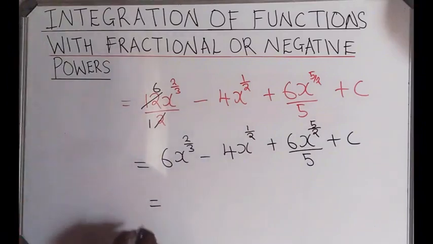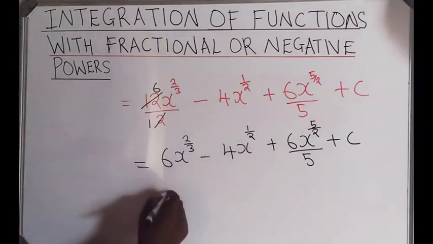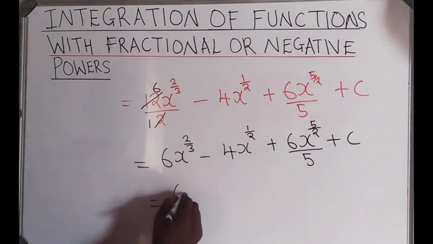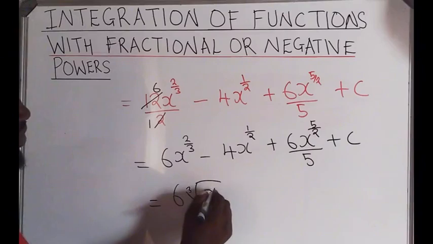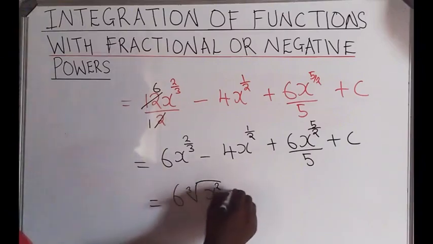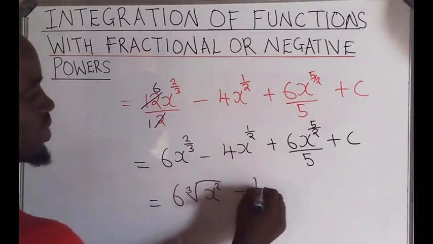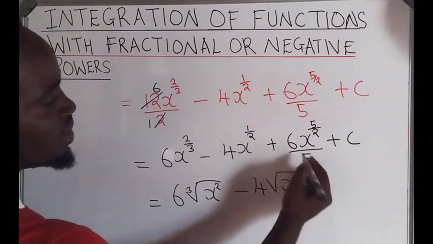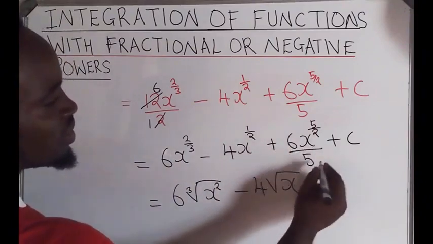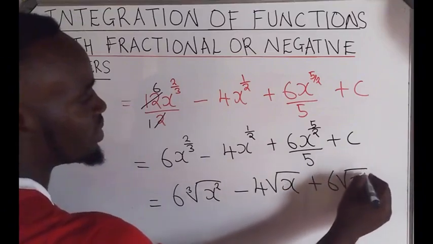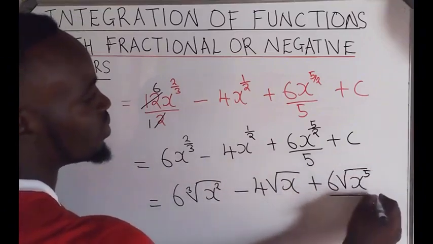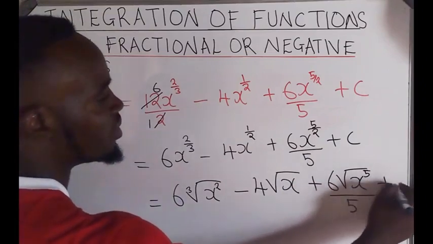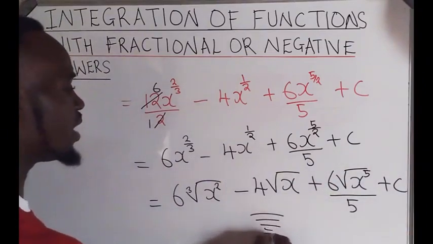So my final answer now will be, I'll write my final answer now, we write 6, then the third root of x squared, minus 4 then the root of x, plus 6 then the square root of x raised to the power of 5 over 5, plus C. This will be our final answer.